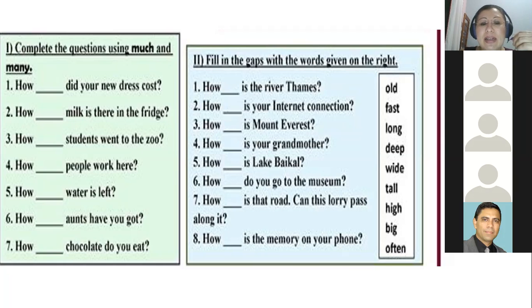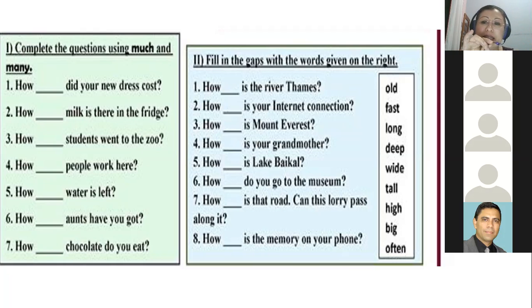Number 7, how wide is that road? Can this lorry pass along it? No. Why? Wide. Yes. Number 8, how big is the memory on your phone? Big. Okay, very good job. You really answered the 8 questions correctly.